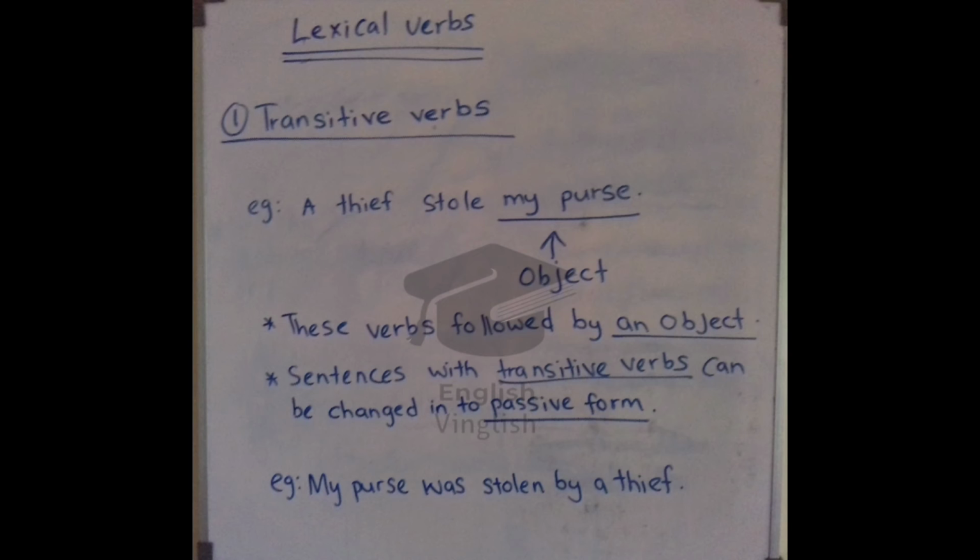First one, transitive verbs. See the example. A thief stole my purse. This sentence is in the past tense because the past form of the verb is used, stole, right? The present formation of this verb is steal. I have underlined my purse and it is the object of the given sentence. So this verb is followed by an object, right? The verb stole is followed by an object.